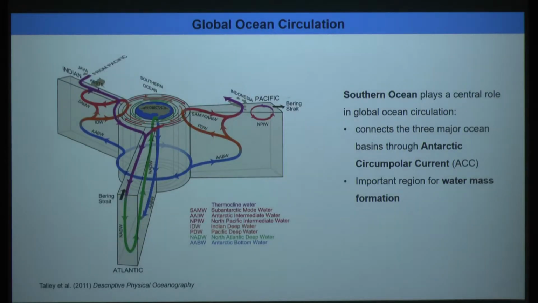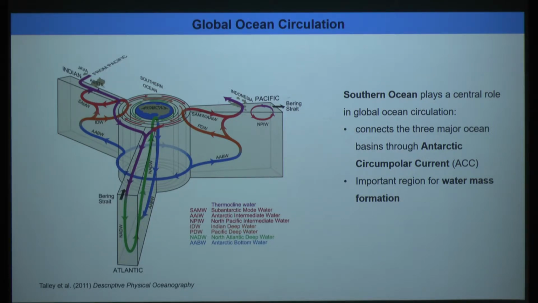And if we look at the global ocean circulation, pretty much the first thing you run into that is really central in this is the Southern Ocean, which sort of sits at the middle of this cartoon. We have the Atlantic, the Pacific, and the Indian Ocean here. And you have the ACC, the Antarctic circumpolar current, that goes around Antarctica and that connects the three major ocean basins.